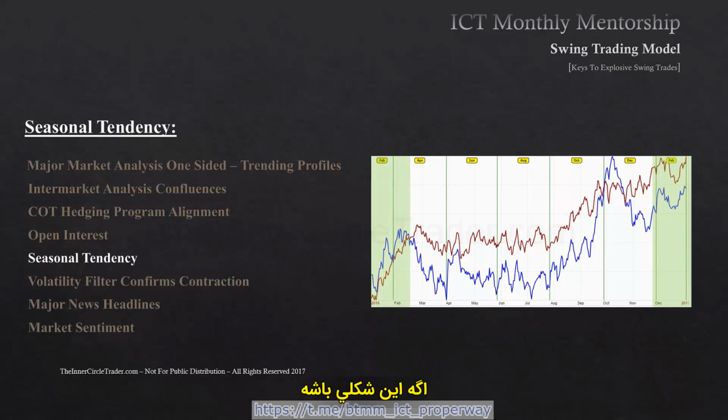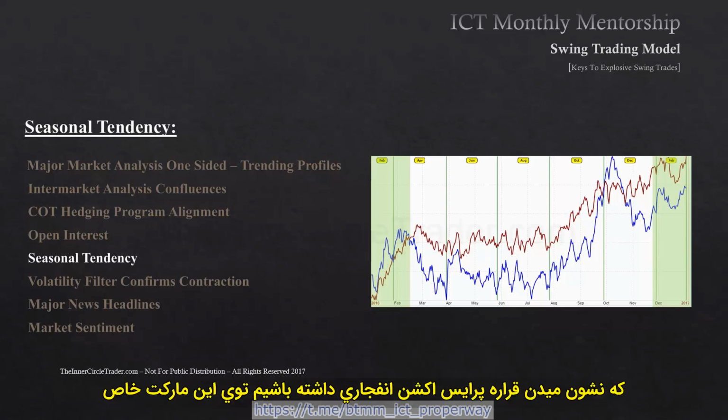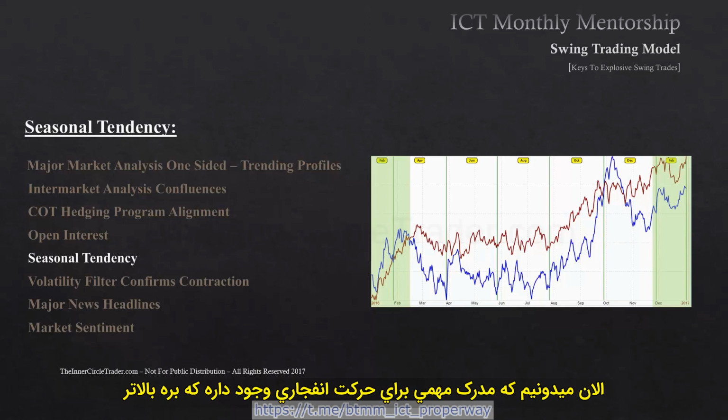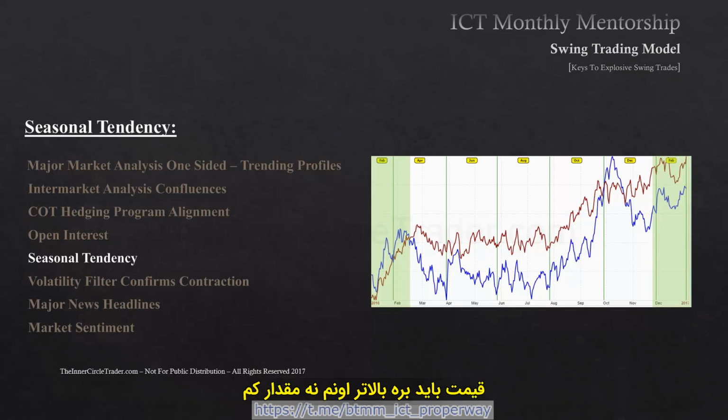If that's the case, we now have 5 things in our favor suggesting there's going to be explosive price action in this particular market. And if we're suggesting it's going to go higher, we know now that there's a strong degree of probability that there's going to be an explosive price move going higher. Prices should move higher, not in small ranges, but should be explosive, and it shouldn't be a lethargic price action move.